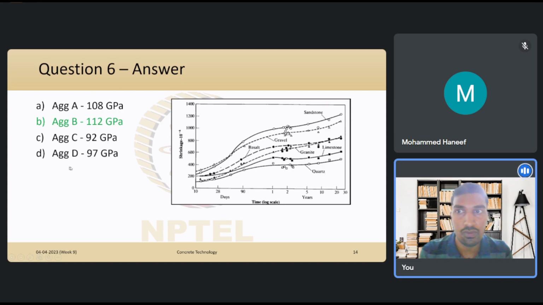Among the four types of aggregates, A, B, C, and D, the one with the highest modulus of elasticity is B with 112 gigapascal, right? So our choice would be to go with B if our only criteria is to prevent excessive shrinkage. Purely based on that, we go with option B, this aggregate B.